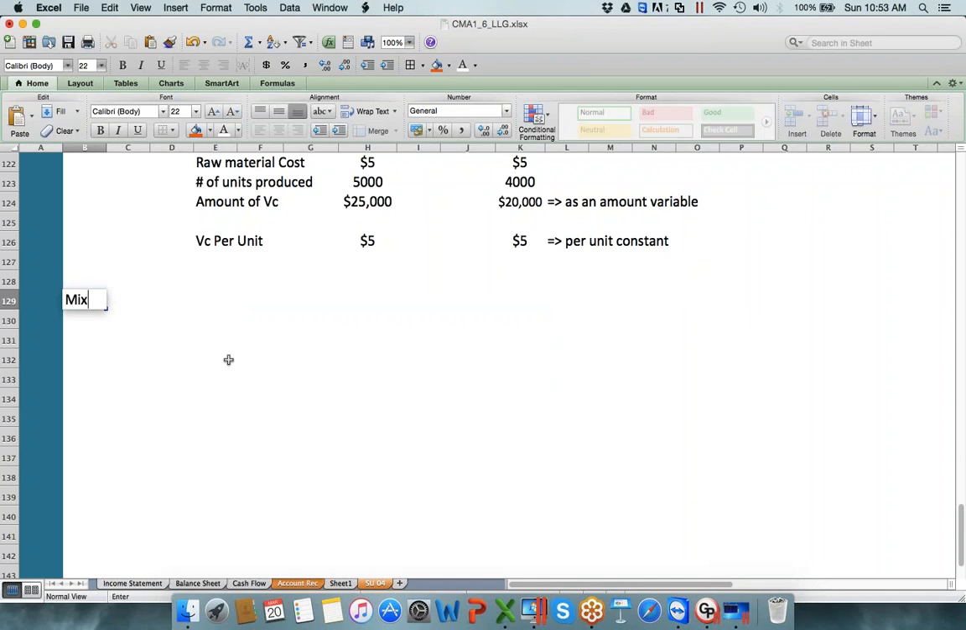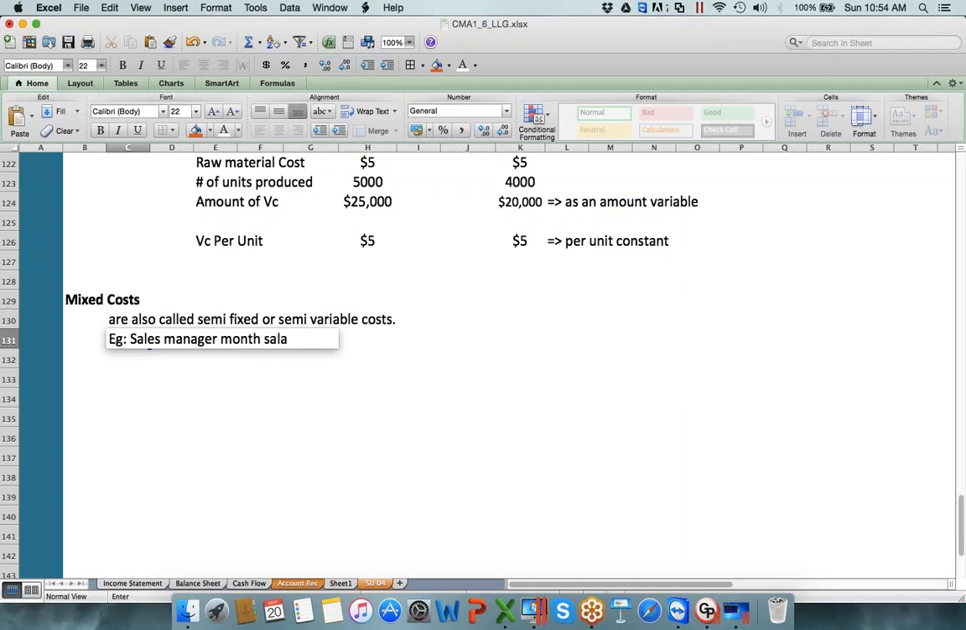Then mixed cost. Mixed costs are also called semi-fixed or semi-variable costs. Example: say we have a sales manager with a monthly salary of $2,000 and $3 per unit sold. So it has a combination of both fixed and variable.